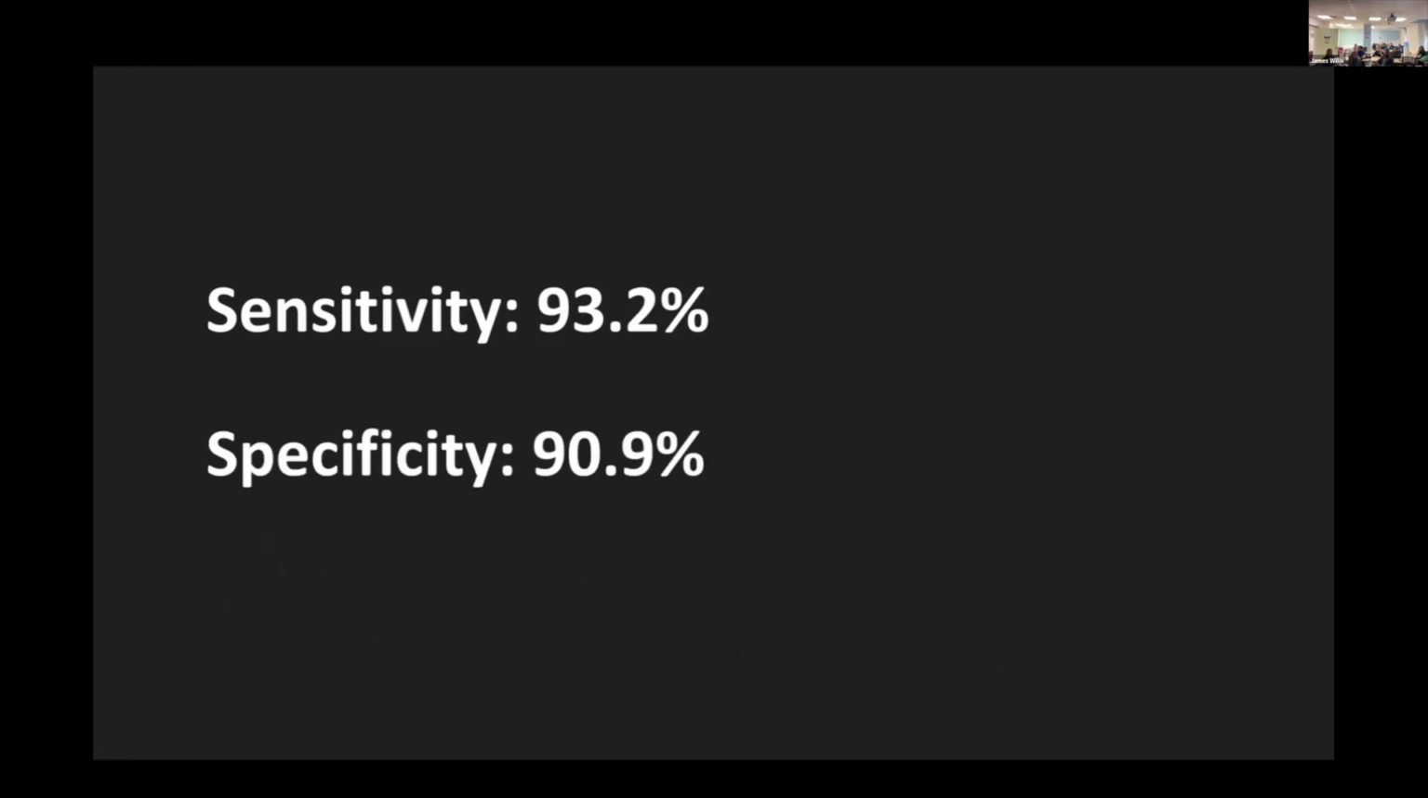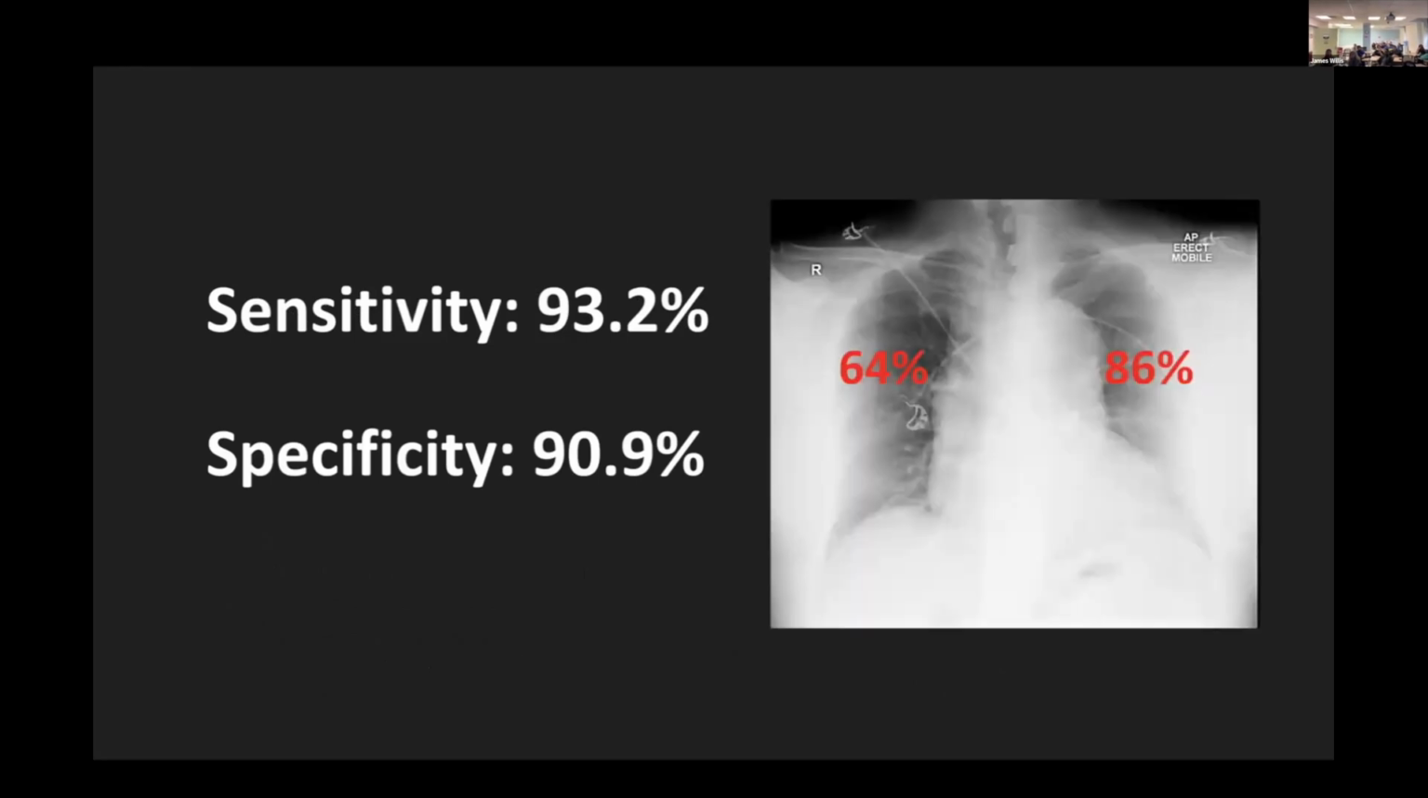And they found a sensitivity of 93.2% with this and a specificity of 90.9%. So again, this isn't 100%. This is not the end all be all. But if we want to compare this to what we are already doing, things like chest X-ray, this has a sensitivity of 64% and a specificity of 86%. You know, we have a better test that we can do even quicker. So why not just incorporate this into our practice?